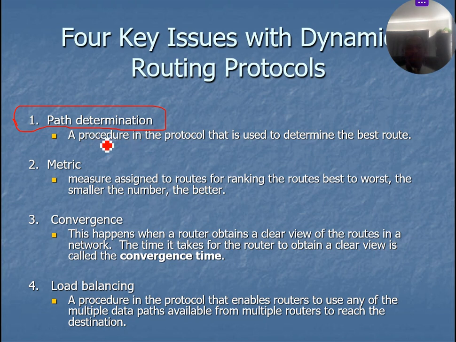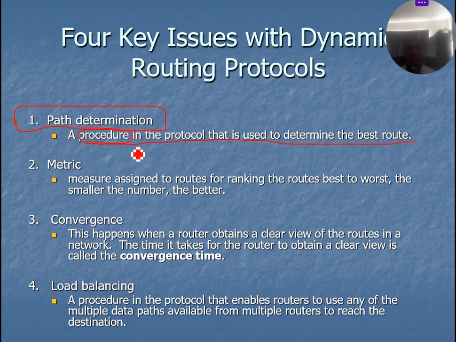So path determination, first, what it means is a procedure. What procedure is put in place? A procedure in the protocol that is used to determine the best route, meaning the best path for the data packet to follow. What mechanism is put in place to determine the best route for the data packet to follow? That's what we mean by path determination.